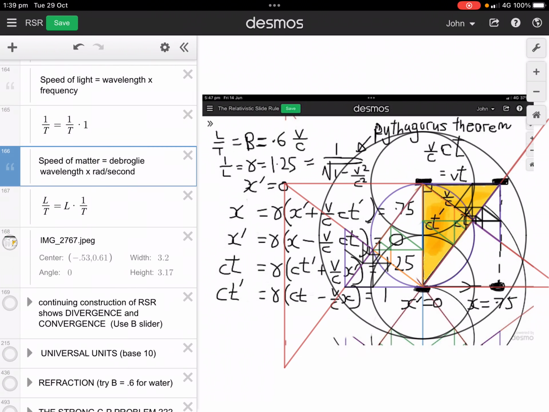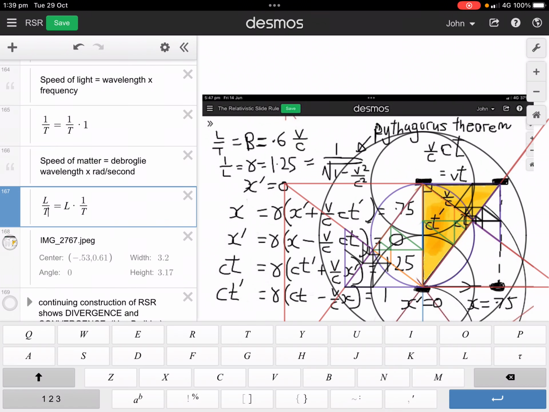So what about matter? Well, the speed of matter is L over t, and it can't exceed the speed of light, and so it's subjected to special relativity. So the wavelength is the de Broglie wavelength, and that's actually contracting due to velocity. So L is length contraction, and then the frequency is radians per second.